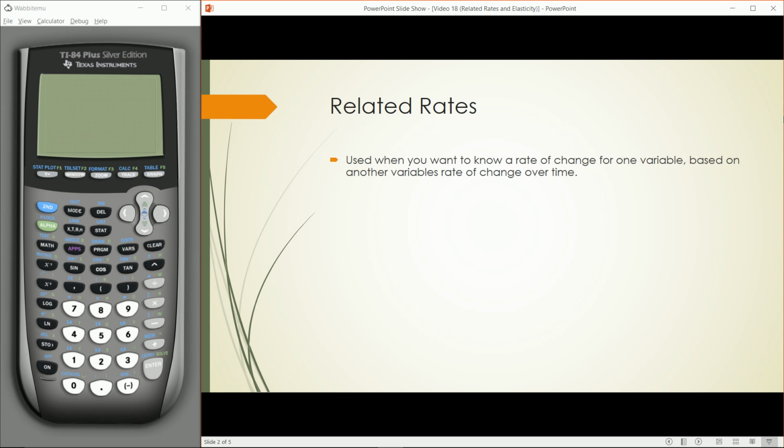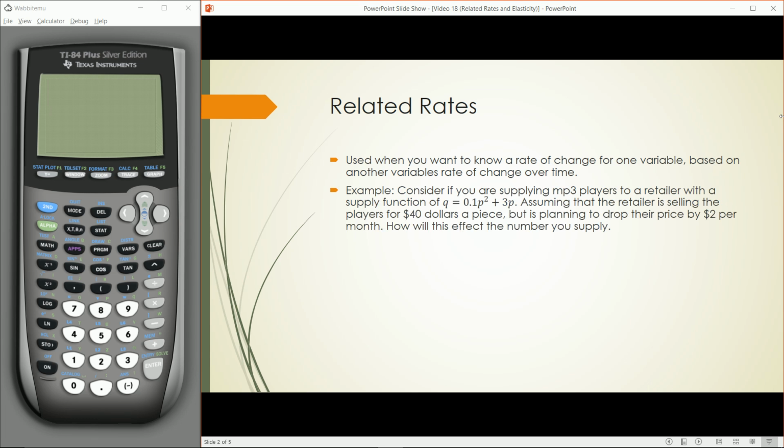Related rates are used when you want to know a rate of change for one variable based on another variable's rate of change over time. Up to this point, whenever we've been doing the derivative, we've been doing it with respect to a single variable. If we're dealing with demand and price, we usually will be taking the derivative with respect to price. Now, it is possible, if time is not factored in, to still take our derivative with respect to price. So let's see how this works.